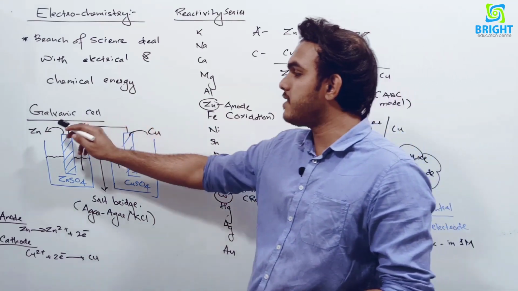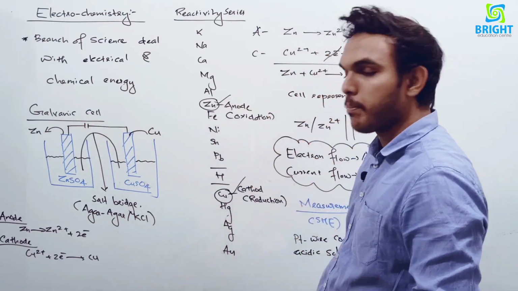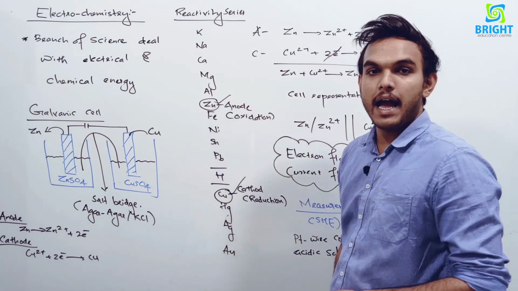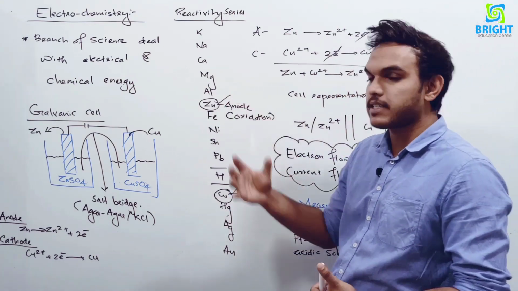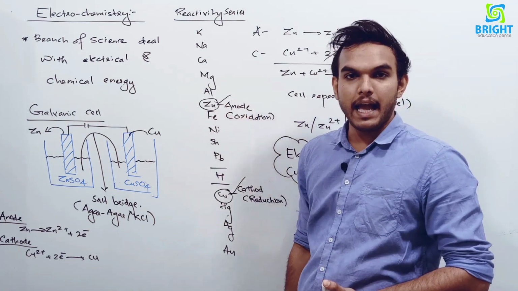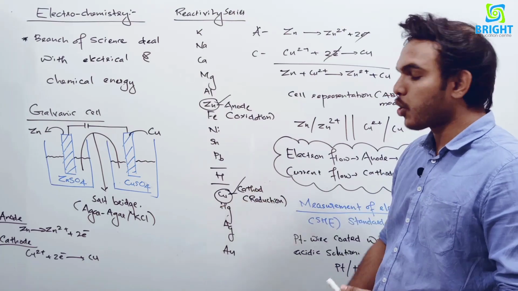Here I am given zinc and copper. Check where zinc is and where copper is. The top one will be the anode and the bottom one will be the cathode. The top one acts as the anode and the bottom one acts as the cathode. So the anode undergoes oxidation and the cathode undergoes reduction.